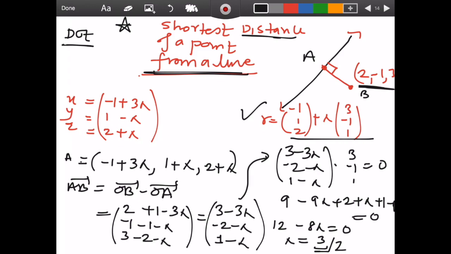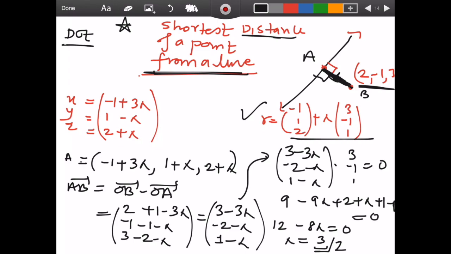So what do you do here? What should be your first step? My purpose is to find the shortest distance, that is, from this point to this line. And you know that the shortest distance is going to be the perpendicular distance from any given point. Now, the first thing that comes to your mind is how do we go about this question?